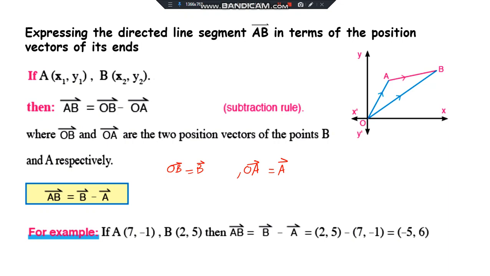For example, if we have A (7, -1) and B (2, 5), and we want to find the directed line segment AB, we can determine AB from the position vectors of its endpoints, which is B minus A. So AB equals vector B, which is (2, 5), minus vector A, which is (7, -1). 2 minus 7 will be -5, and 5 minus -1 will be 6.